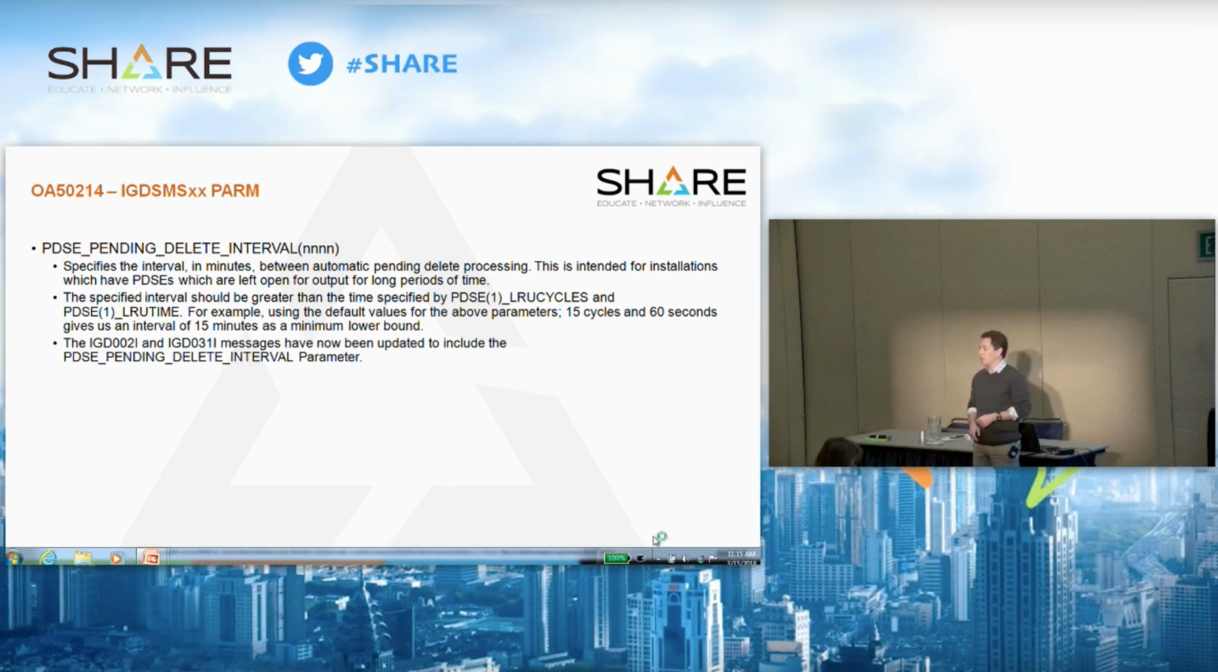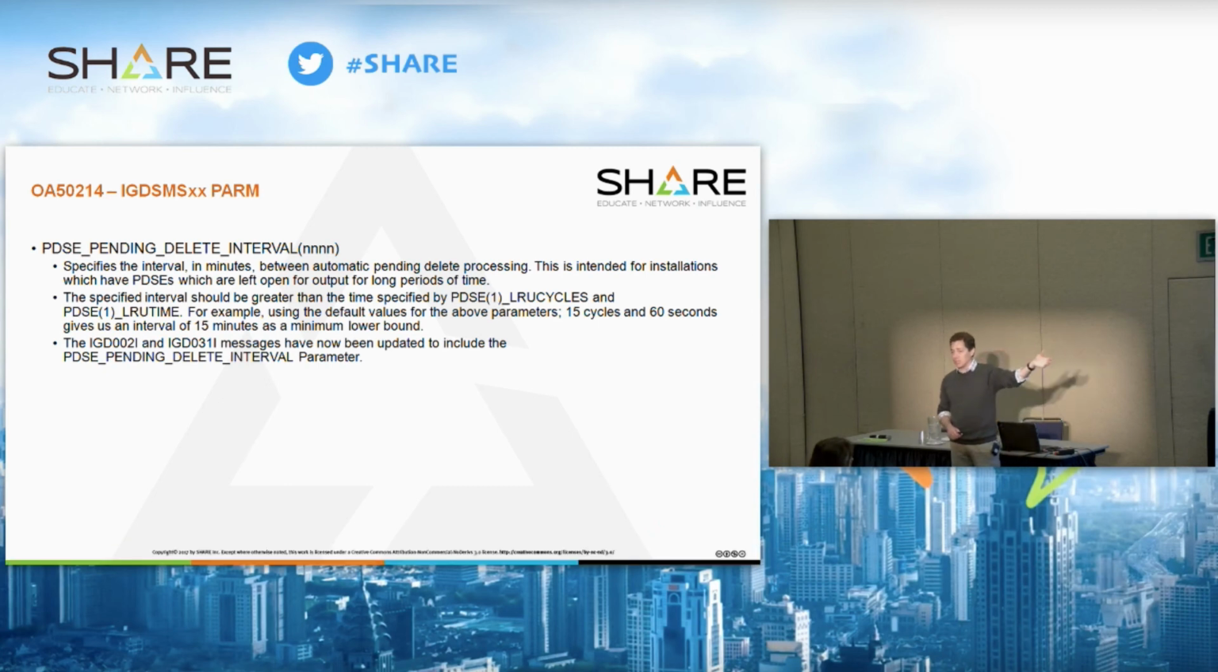So when an open comes in, we will check this parameter and say, hey, has it been more than, say, 15 minutes or whichever since the last pending delete processing occurred? If it has been longer than that interval, we'll go ahead and perform pending delete processing automatically during that open. And pending delete processing is very, very quick to do. We're essentially just marking these things as available for reuse, and we're good to go.